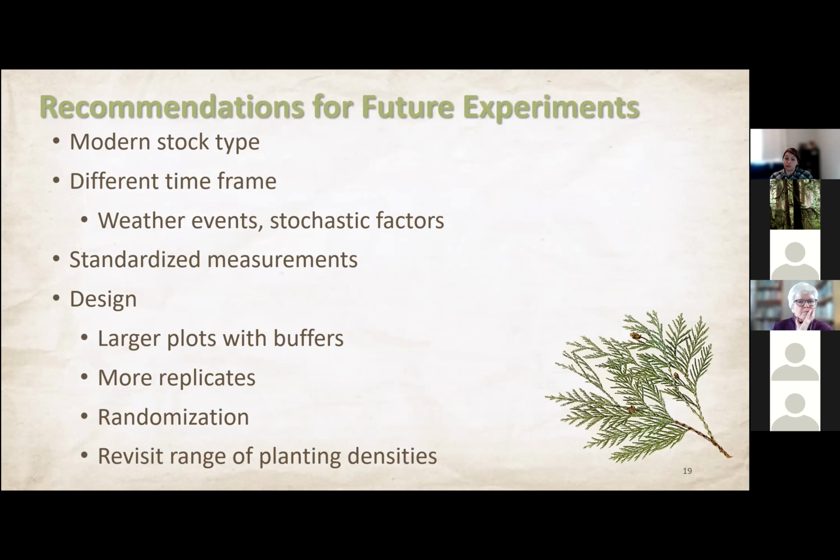More spacing trials should be established to have a better understanding of the effect of stocking density on stem development and yield, using modern stock types, different time frames and different weather events, improving the design with larger plots with buffers, should contain 10 by 10 core trees with 2 rows of trees around them as a buffer, such as the realized gain trial established by the ministry, designs with more replicates, through randomization, and revisiting the range of spacings to be studied.